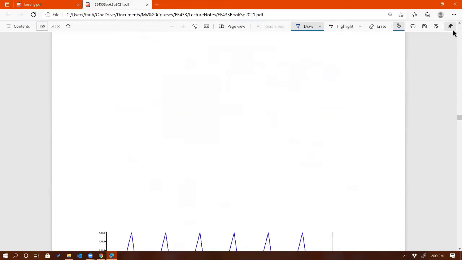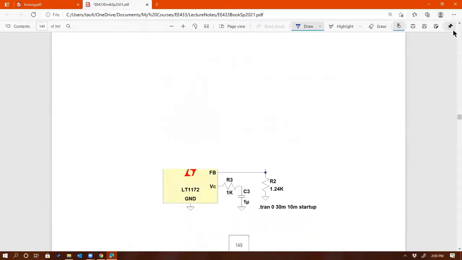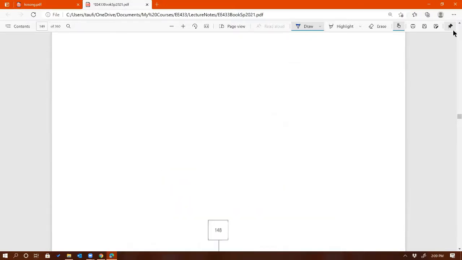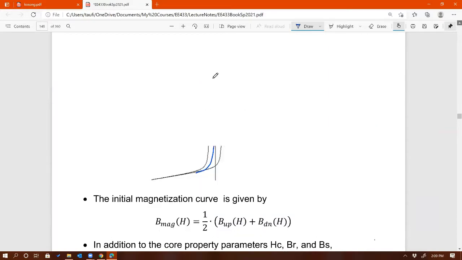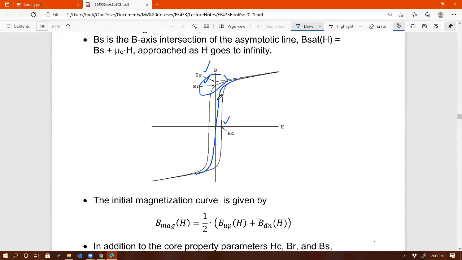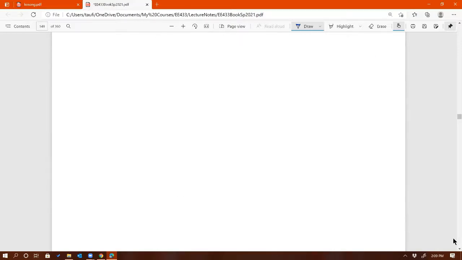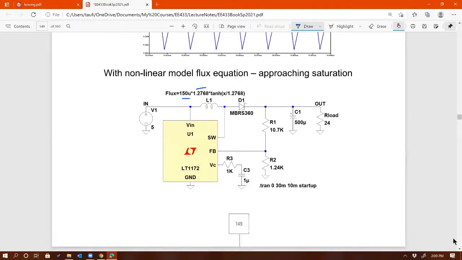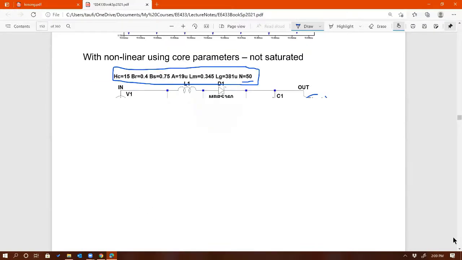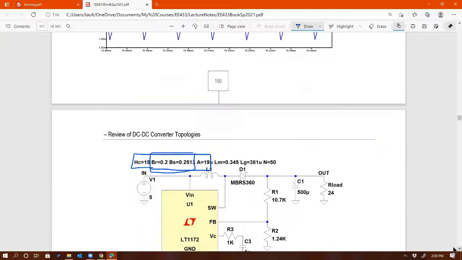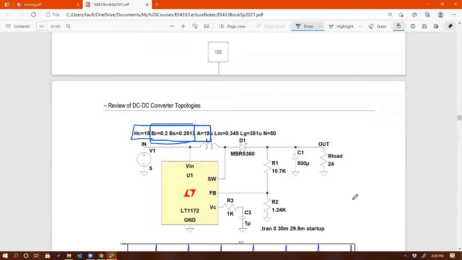I'll go back to the B-H curve right here. Okay, here, these points now are lower, right? So now it's easier to saturate this core. So that's what I did. Basically, this implies that I'm using a different core. So if I'm using a different core, then it will have different saturation points.